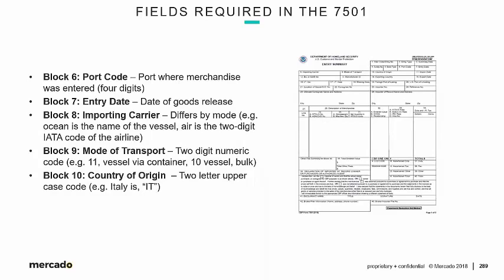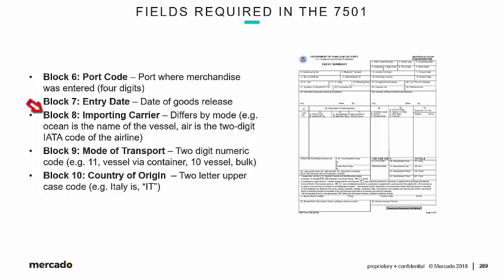As we proceed along, imagine an entry writer using the information off of commercial invoices, packing lists, transport docs, an item master file to complete these fields. And in some instances, auto-populate these fields so the time it takes to do the entry is compressed. Port code, which is 4 digits, the port where merchandise was entered into the United States. The entry date, which is the date of goods release.